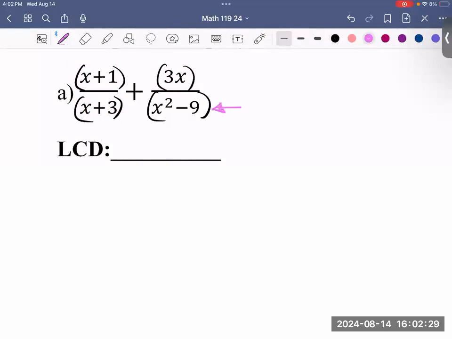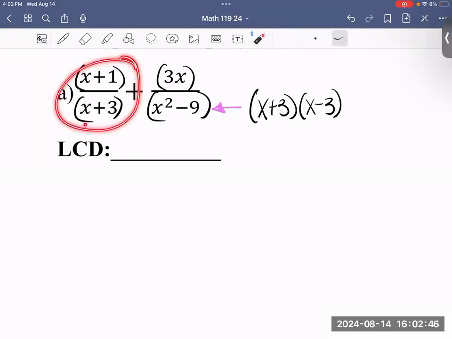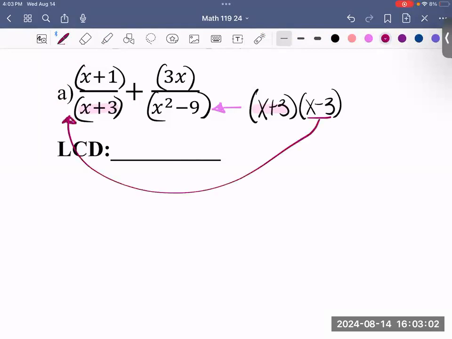This bottom one over here is extra special, right? This bottom one can be written as x plus 3 and x minus 3. So then what on the other side do we notice about your denominator? Well, they both have an x plus 3 present. So that just means we're going to have to multiply by what's missing. So what are we going to multiply the other side by? Well, we're going to multiply it by an x minus 3. What you do to one side, you do to the other side.